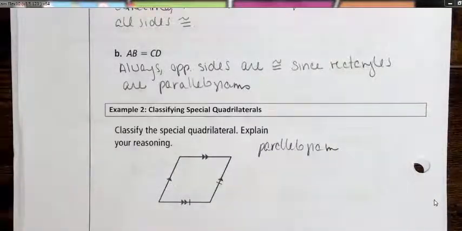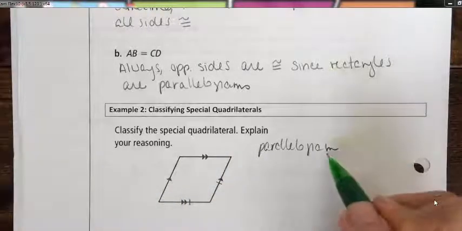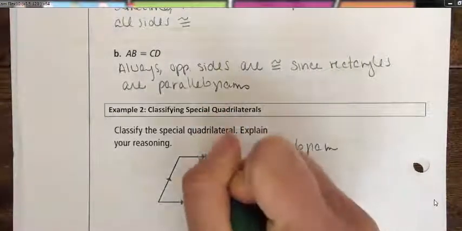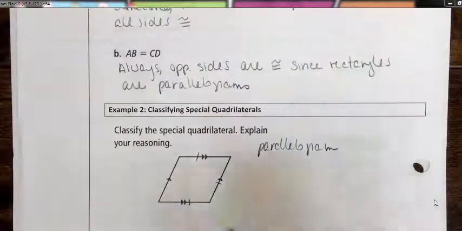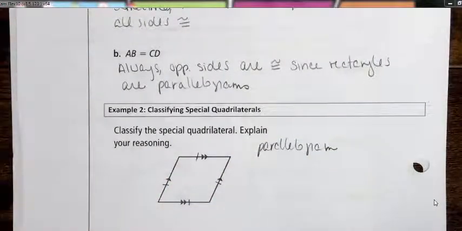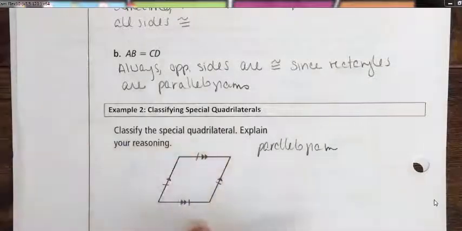Okay. Now the other thing that I know is that consecutive sides are congruent. Okay, well, if it's a parallelogram, opposite sides are going to be congruent, right? So this side would be congruent to that side, and this side would be congruent to that side. So then all sides are congruent. So we can say that this is going to be a rhombus because we have all sides being congruent.